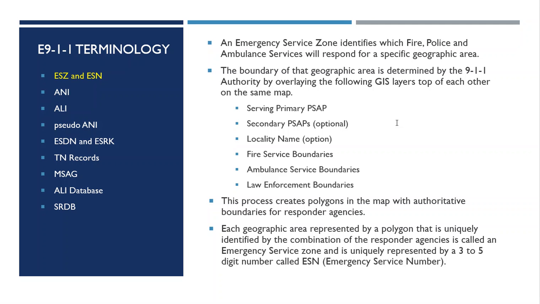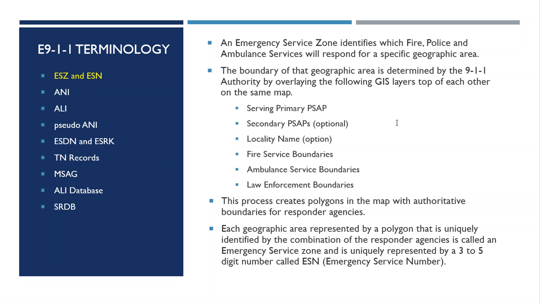That's essentially the serving primary PSAP and then the serving secondary PSAP, that's an optional parameter, and the locality name, the municipality or the community, we call it as an option, and the service boundary of the fire services, ambulance services, as well as the police service. They create what are called the GIS layers, and they layer them one by one, and that process will yield polygons and a map with authoritative boundaries for the responder agencies. Each geographic area is represented by a polygon that is uniquely identified by this combination of the responder agencies, and is called an emergency service zone.